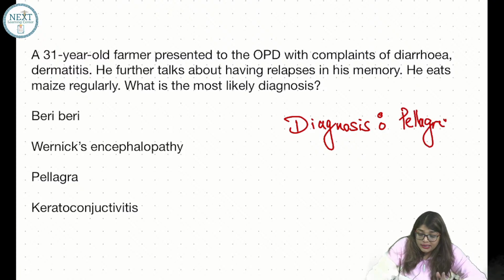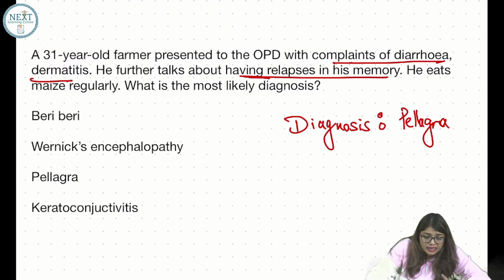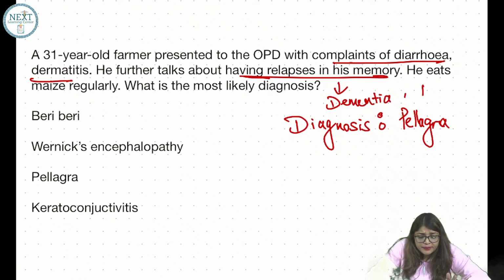Do you need any image for this? Remember the image of pellagra? Pellagra looks like, yes, the 4 Ds. There are complaints of diarrhea, dermatitis. Relapses in memory is nothing but dementia. And finally, if there is no treatment, there will be death. So 4 Ds of pellagra.